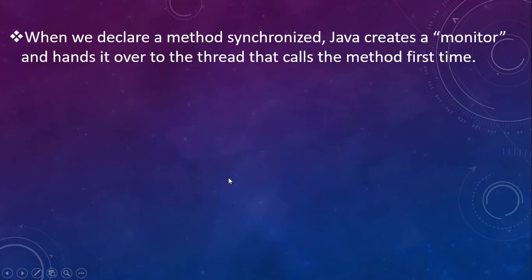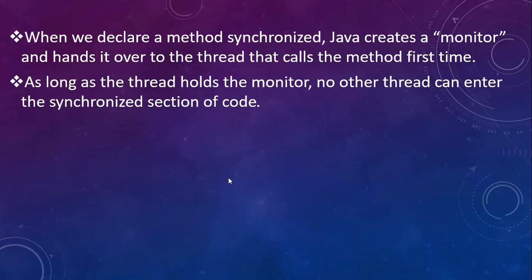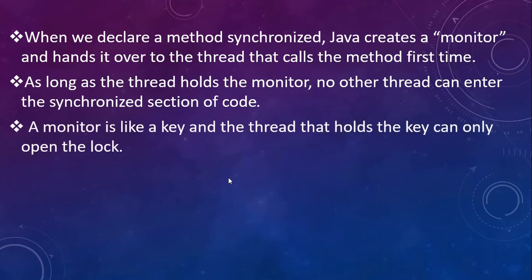When we declare a method as synchronized, Java creates a monitor and hands it over to the thread that calls that particular method for the first time. This monitor is something like a key. As long as the thread holds that monitor or key, no other thread can enter the synchronized section of code. The monitor is just like a key, and only the thread that holds the key can open the lock.